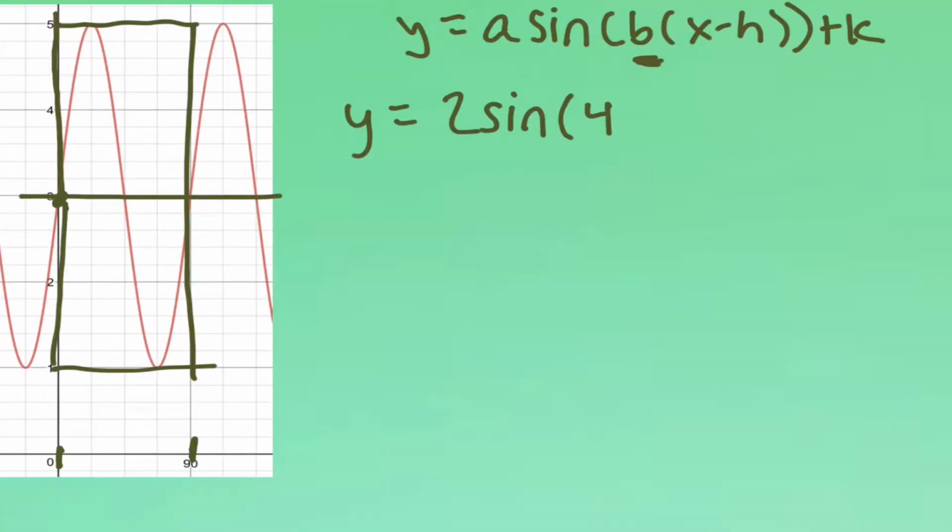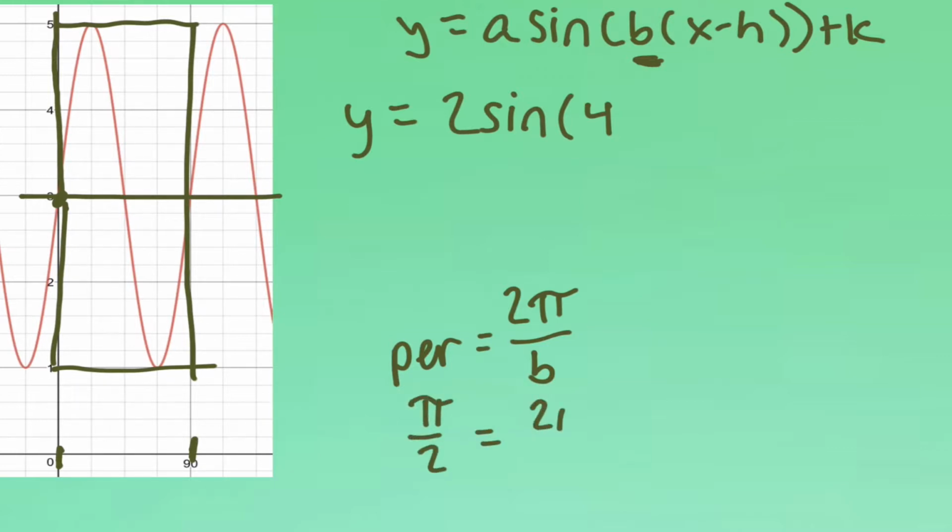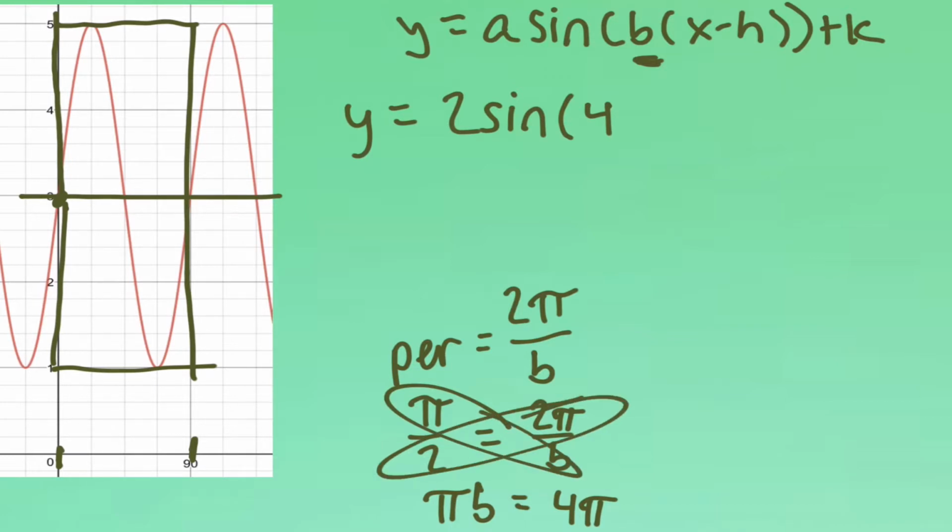Another way of doing it, you can always do 2 pi over b for sine and cosine to find the period. And this time we're given the period and trying to find b. The period is pi over 2. And we can solve for b by cross multiplying. So that would be pi b equals 4 pi. We just cross multiplied, and we're solving for b. It's being multiplied by pi, so we want to divide both sides by pi. And that'll be b equals 4 pi over pi, which is 4.